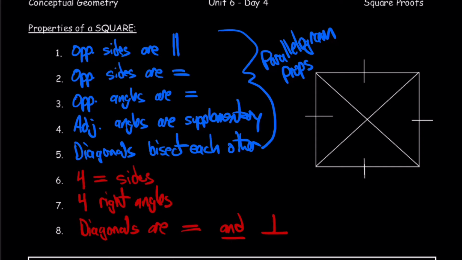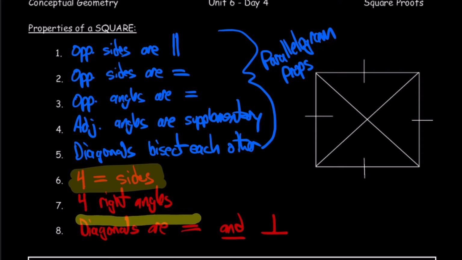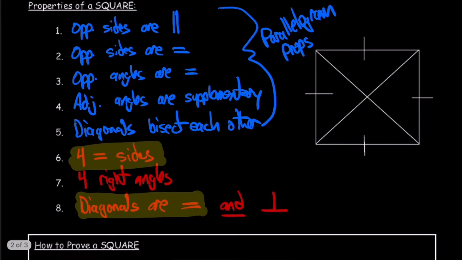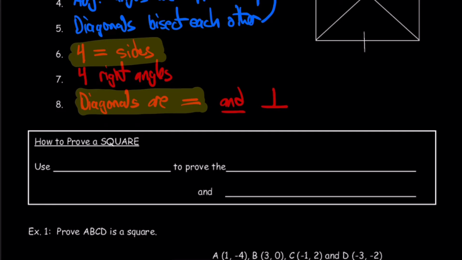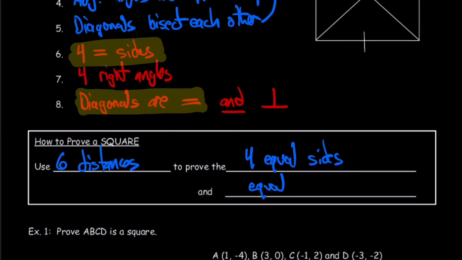Now, how are we going to prove that a shape is a square and not just a rectangle or a rhombus or a parallelogram? What we are going to do is use these 2 properties: 4 equal sides and diagonals are equal. Using those 2 will prove a shape is a square. So how are we going to do it? Use 6 distances to prove 4 equal sides and equal diagonals.